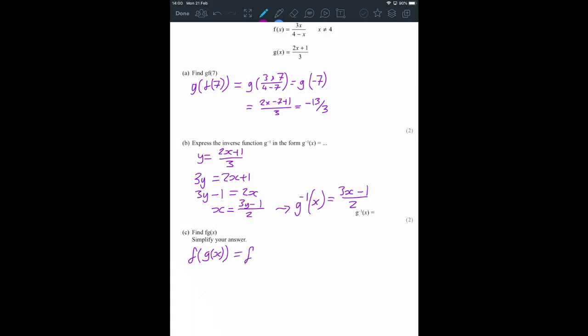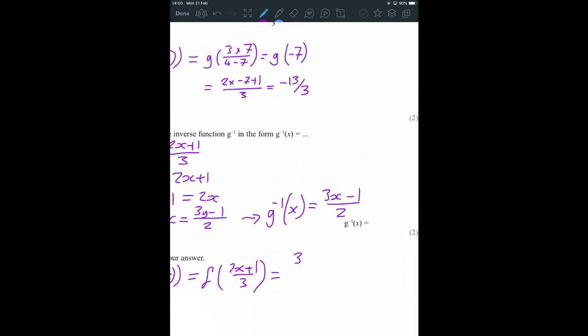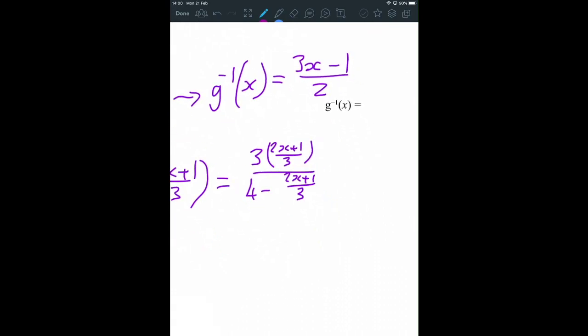So this is f of g, and g was (2x plus 1) over 3. Now I'm already expecting a fraction in a fraction. This is what I have to replace x by in the formula. So x is the whole of (2x plus 1) over 3, over 4 minus (2x plus 1) over 3. Really quite an unpleasant thing to now try and deal with. In particular, we've got fractions inside fractions.